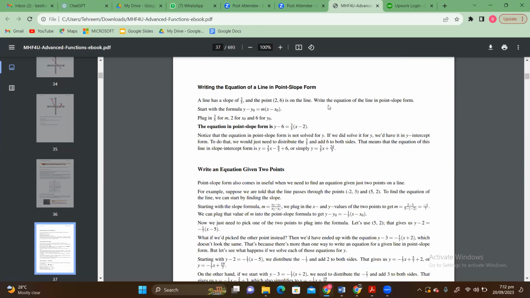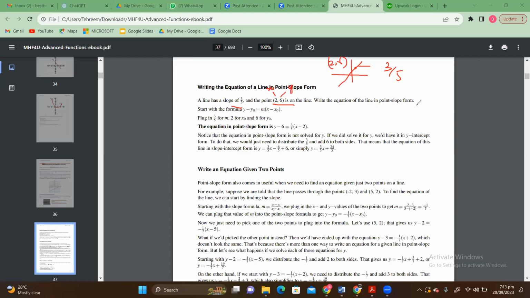So let me tell you this thing. Writing the equation in the form of point slope form: a line has a slope of 3 by 5 and the point 2, 6 on the line. So as this was the graph, this is the line. This line has slope 3 by 5, and there is a point over here on the line, and the point is 2, 6. 2, 6 means 2 for the x coordinate, 6 for the y coordinate.